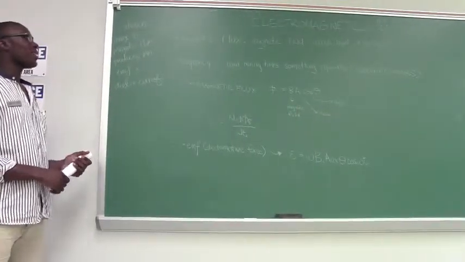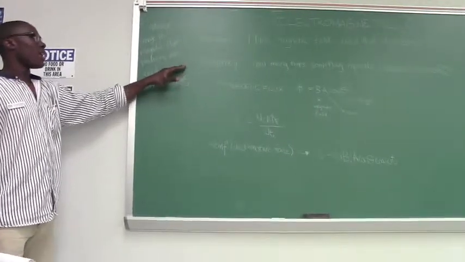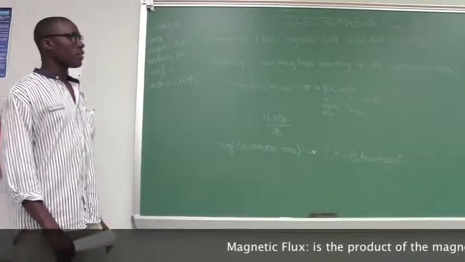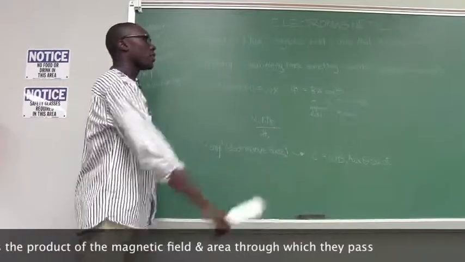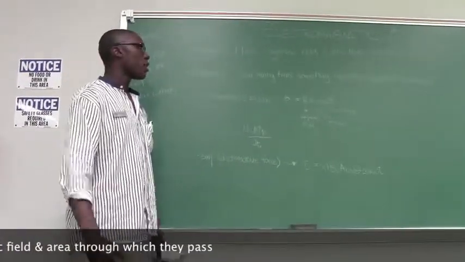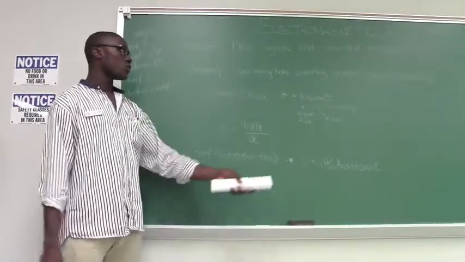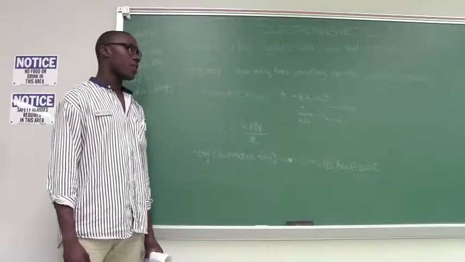All right, induction is how a magnetic flux changes and how that change produces a certain EMF. So let's get to the fundamentals. A magnetic flux is a magnetic field in the area that passes through. The flux is defined by phi, which is equal to the field times the area times the cosine of the angle.